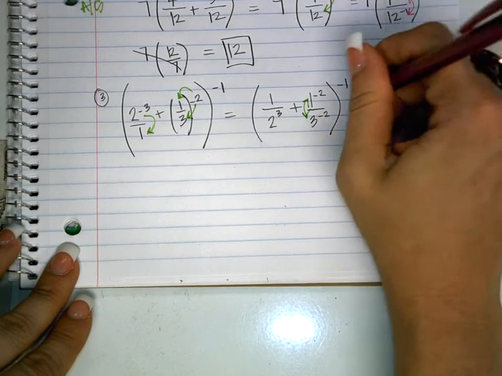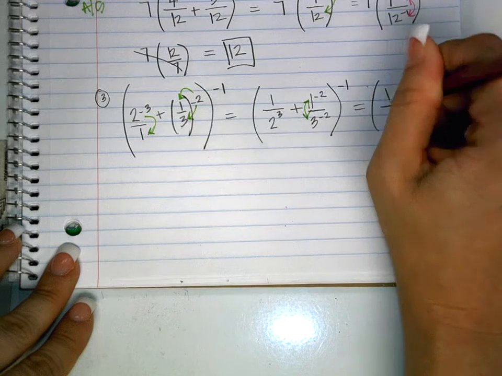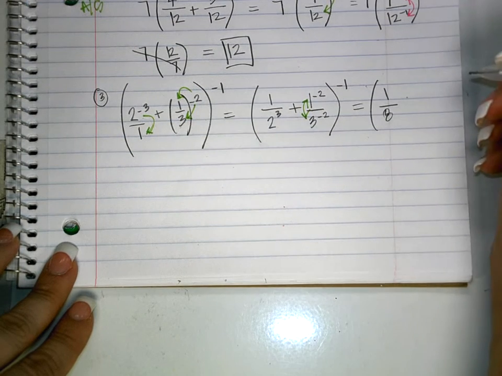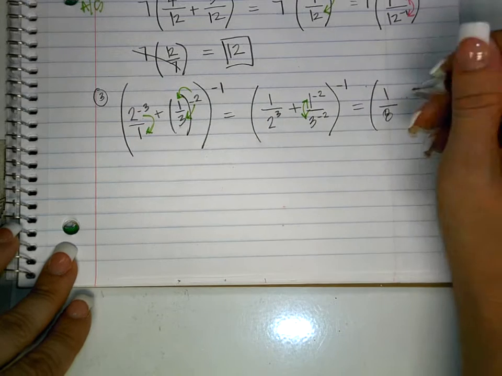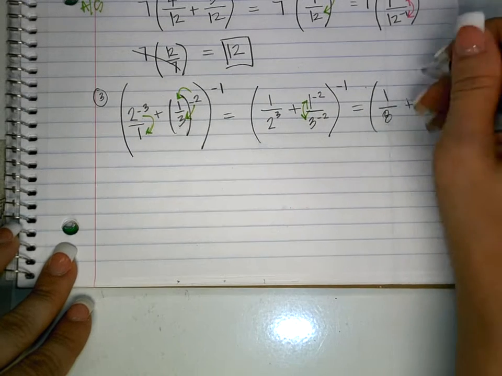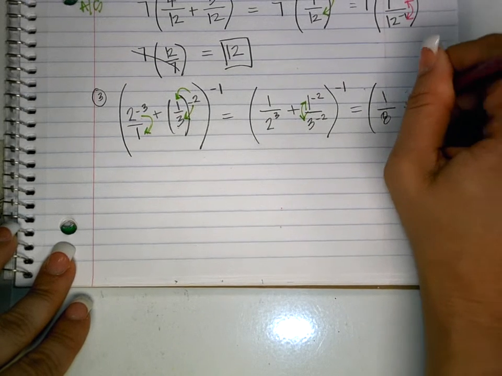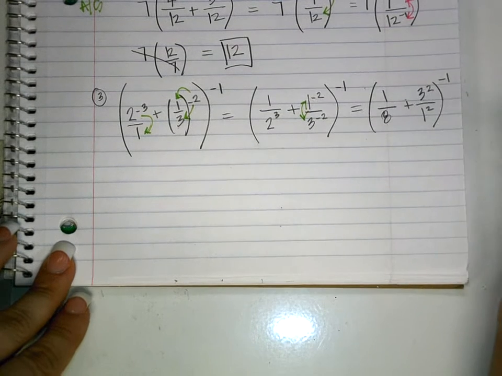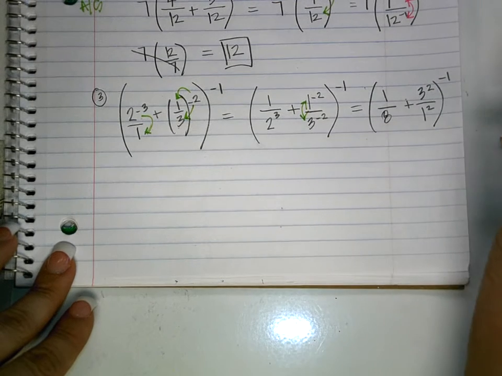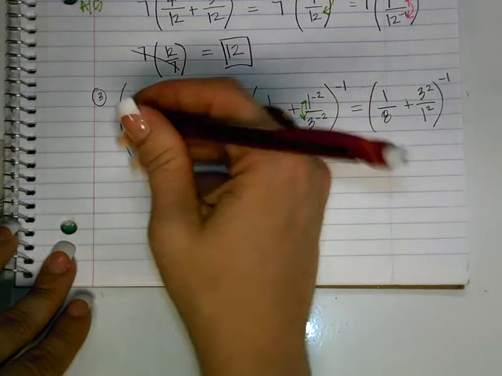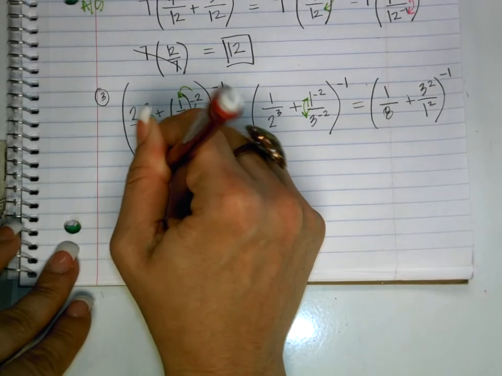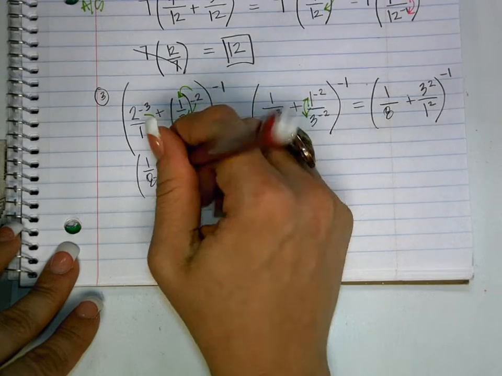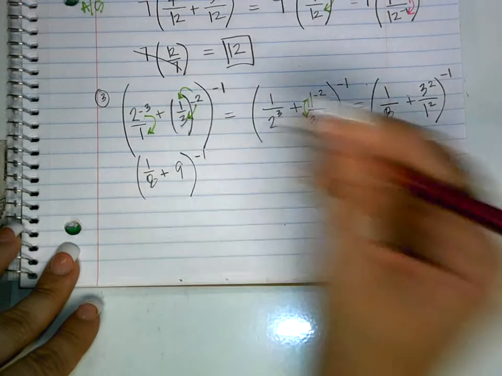If you flip over, you're still going to have 1 over, now what is 2 to the third power? 8. So I'm just going to rewrite that, okay? Plus, here, this is going to become 3 squared over 1 squared. The 1 squared part on the bottom really doesn't matter. It's going to go away, but we'll write it. Okay, then simplify that a little bit more. 1/8 plus, what is 3 squared over 1 squared? Just 9, okay? All raised to the negative 1 power.